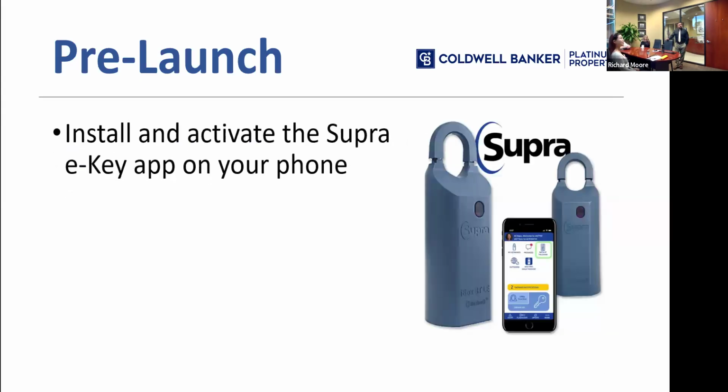So also pre-launch, before you go live, install and activate the Supra eKey app on your phone. For those of you that don't have the eKey app on your phone, you're going to need that to open lockboxes to access the property. The subscription, I believe, is like $15 or $16 a month, and it's only for realtors.